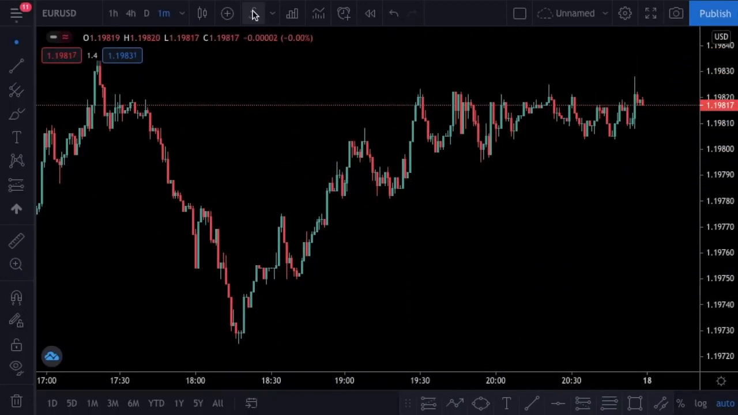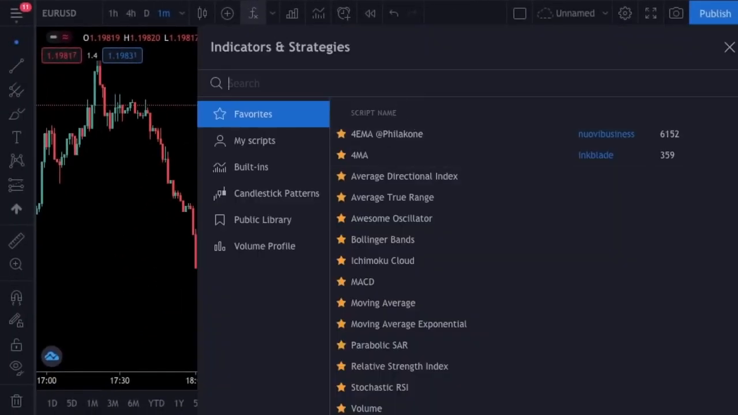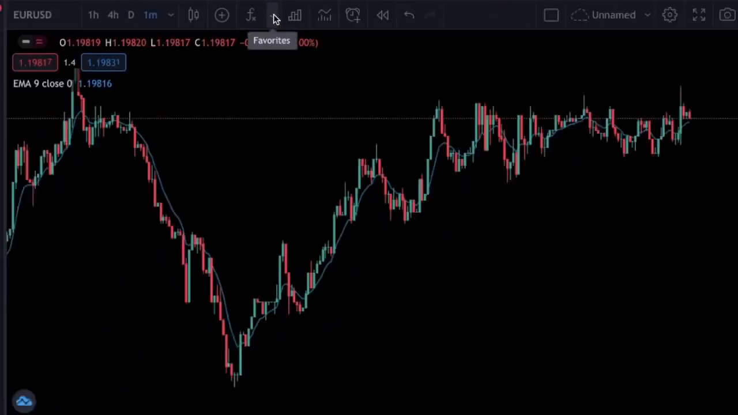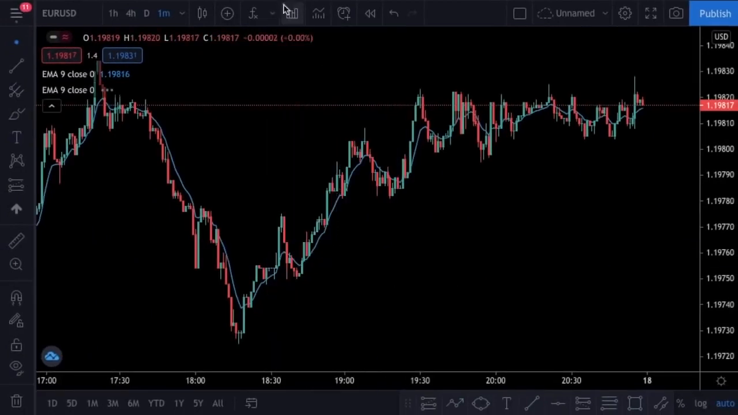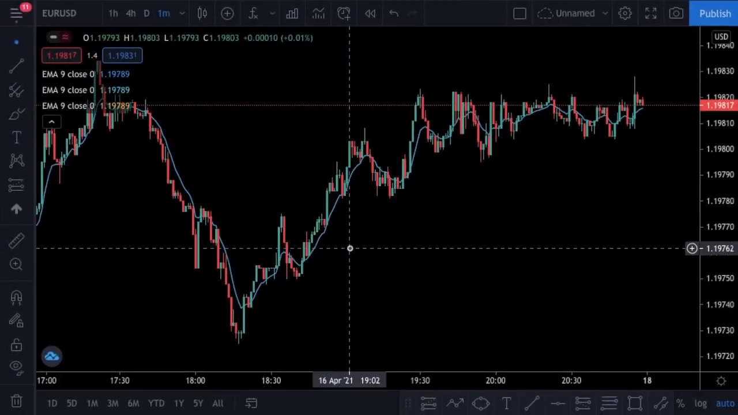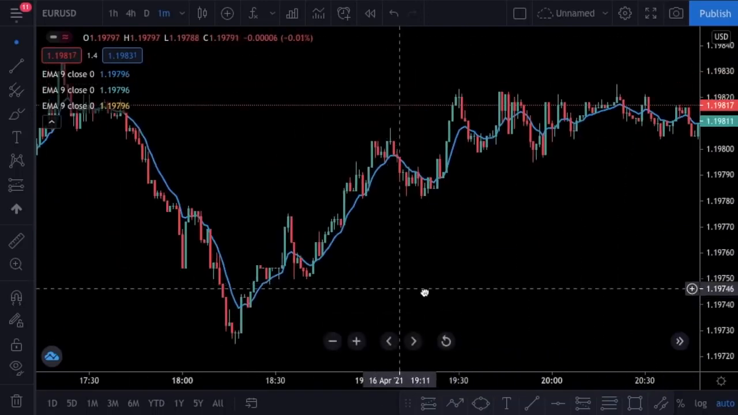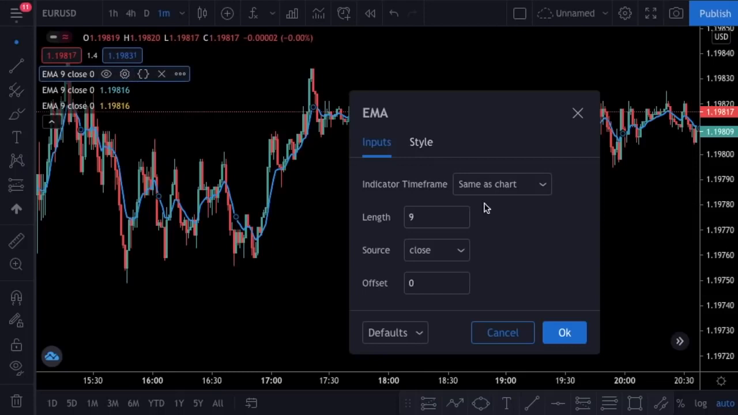Now, I am going to add 3 exponential moving averages to our chart. To add indicators, you have to click on the indicators icon here. And you have to search for moving average exponential. You can add them to your favorites by clicking the star icon next to it. And after you add it, it will appear on the drop-down menu here. I will go on and add 2 more. Right now, you are not able to see all of the averages on the screen, because, since all of them have the same length, they look like a single line.